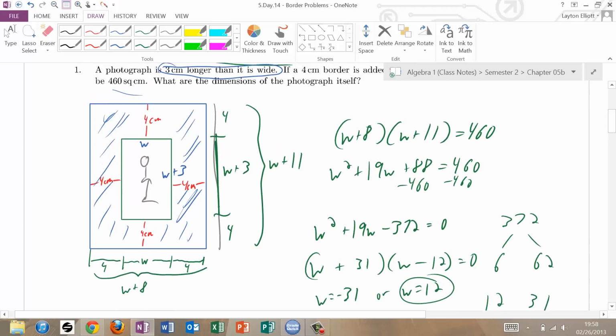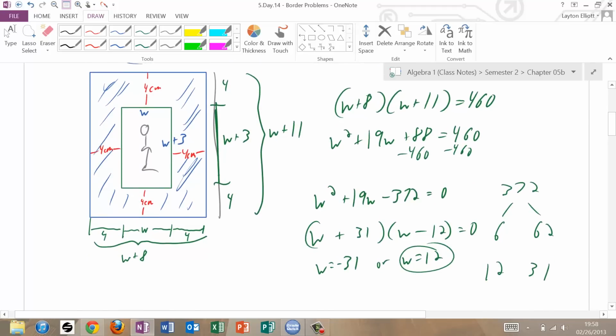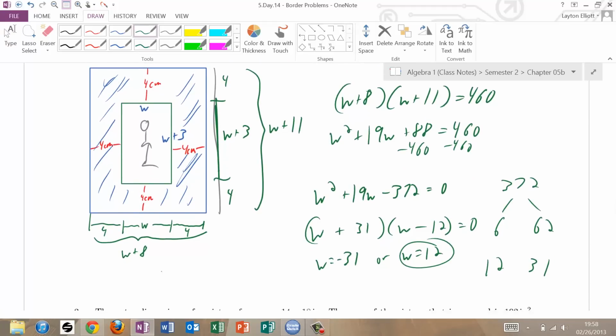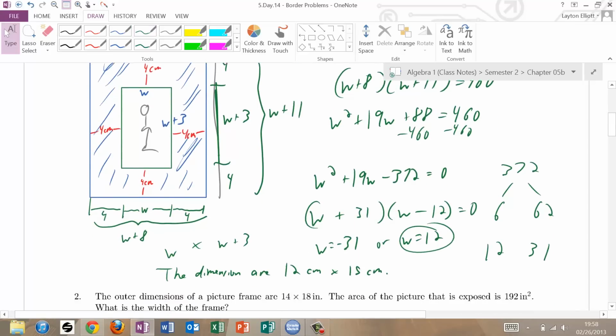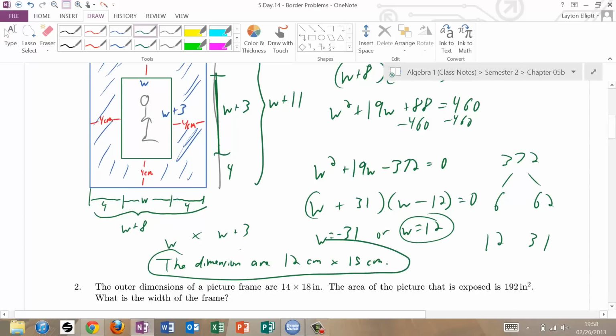Then we go back and it says, what are the dimensions of the photograph itself? Well, the photograph was W by W plus 3. So I want to plug the 12 in, and I can say the dimensions are 12 centimeters by 15 centimeters. And that's my solution.